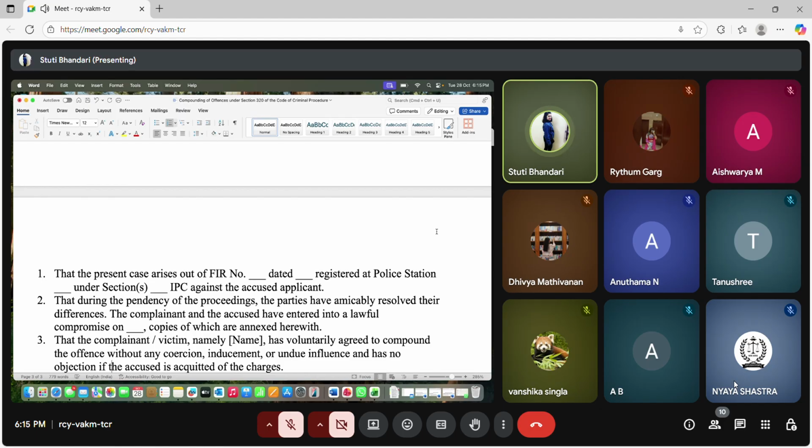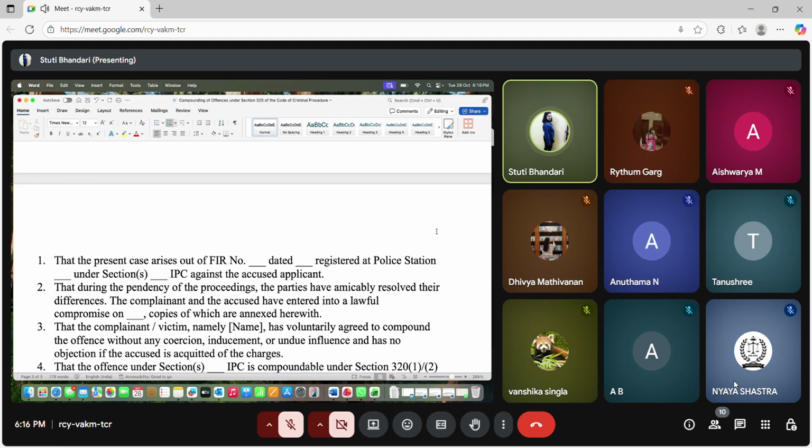Why do you have to file that? So that you can prove that there was no coercion, no mistake, and both the parties with free consent have decided to compound it. That the complainant dash victim, namely dash, has voluntarily agreed to compound the offence without any coercion, inducement, or undue influence, with no objection if the accused is acquitted of the charges.